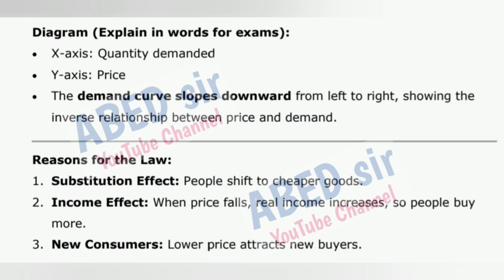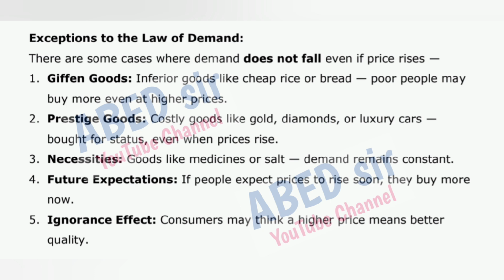Reasons for the law. 1. Substitution effect, people shift to cheaper goods. 2. Income effect, when price falls, real income increases, so people buy more. 3. New consumers, lower price attracts new buyers. Exceptions to the law of demand. There are some cases where demand does not fall even if price rises.